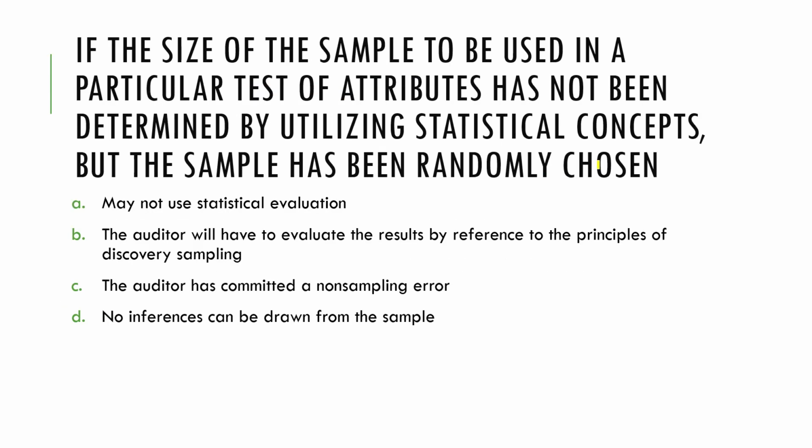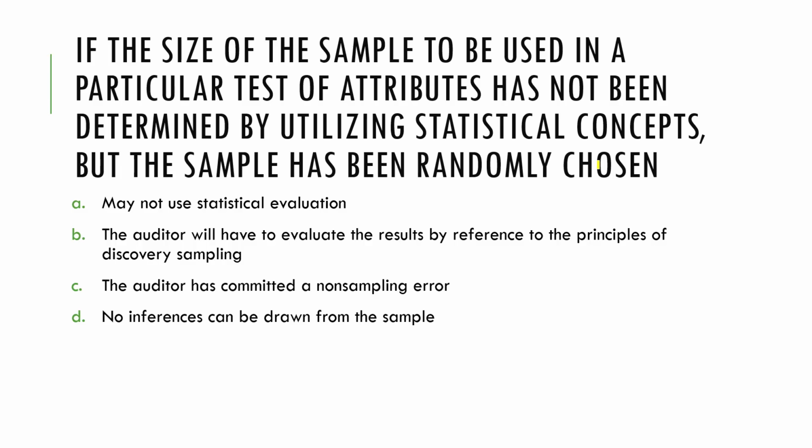If the size of the sample to be used in a particular test of attributes has not been determined by utilizing statistical concepts, meaning in this case the auditor used a non-statistical sampling approach, so it's non-statistical, but the sample has been randomly chosen. So non-statistical, but random selection, which is allowed, because non-statistical sampling plans can use both probabilistic and non-probabilistic selection, so no problem here.